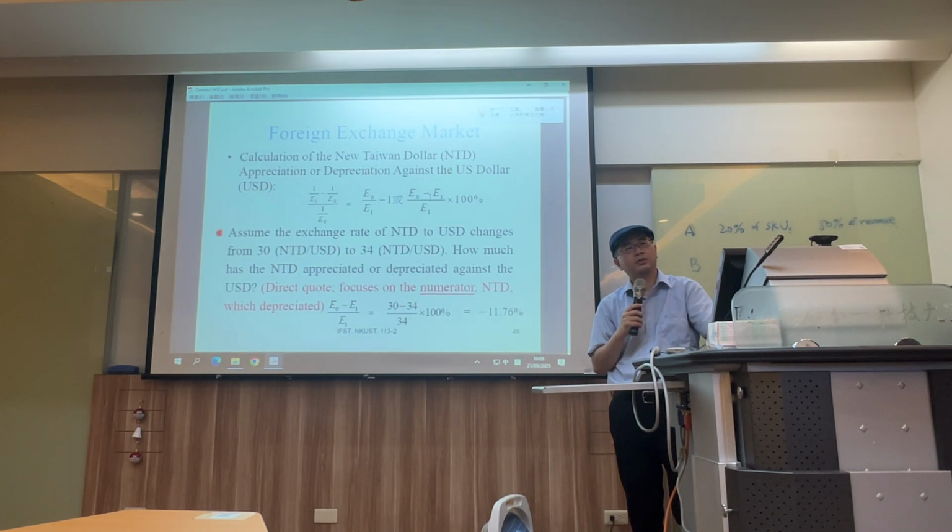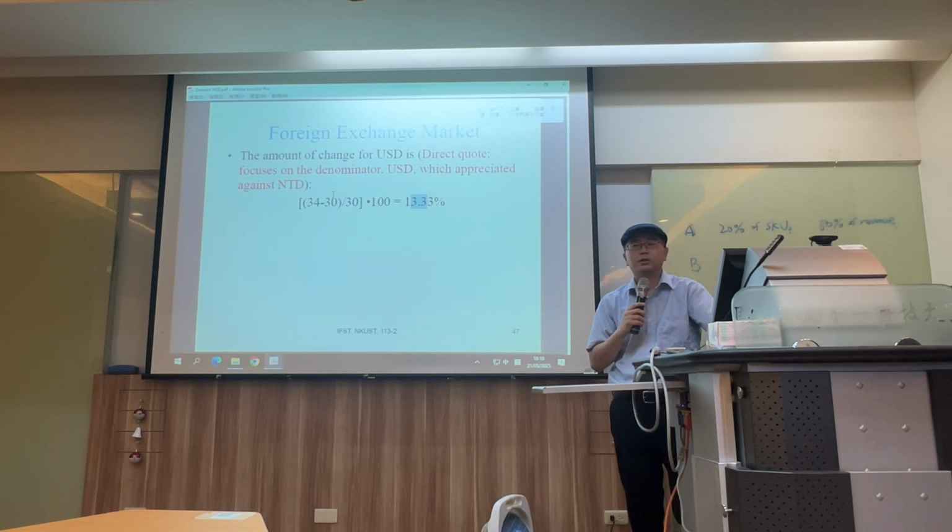Whereas when you are trying to focus on the numerator itself, you use a slightly different version of the formula: the former exchange rate minus the subsequent exchange rate divided by the subsequent exchange rate, because of this kind of derivative formula. Good. So are you all okay with the formula? Okay with how to do the math?